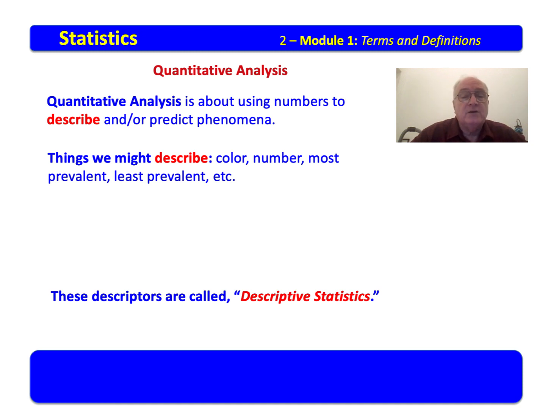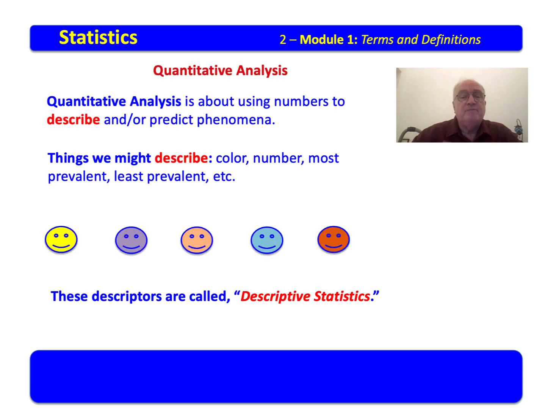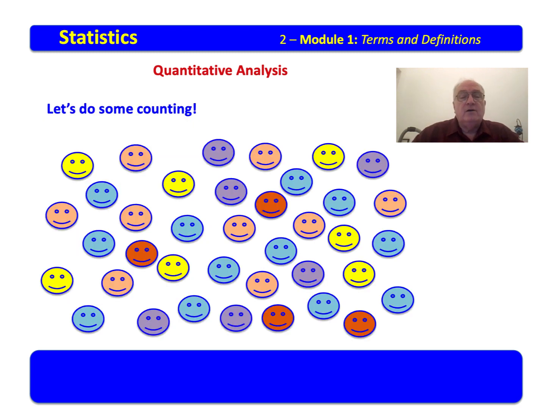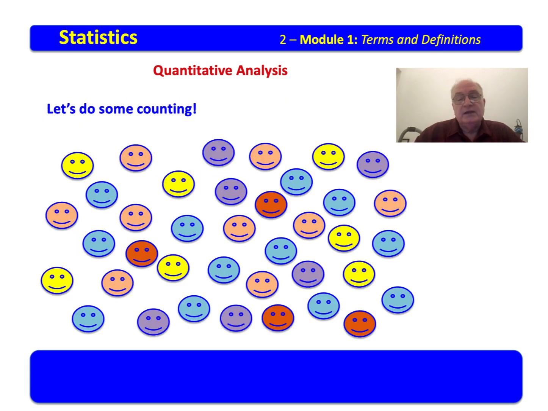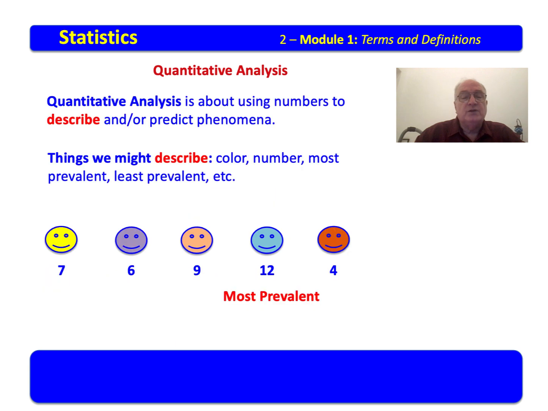We're going to start by looking at describing, because you must describe first before you can use those descriptions to predict. Things that we might describe: the color, the number, the most prevalent, the least prevalent. These descriptors are called descriptive statistics because they describe. For example, we have in our data set yellow ones, purple ones, orange ones, blue ones, and dark orange ones. Let's do some counting and see how many of each one that we have.